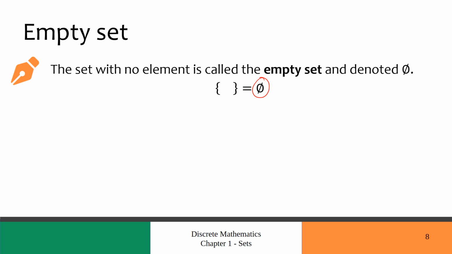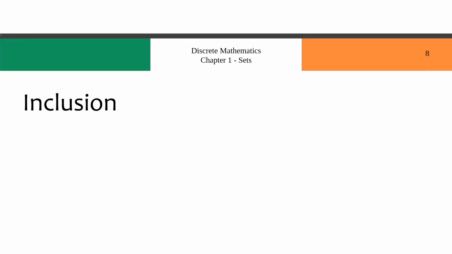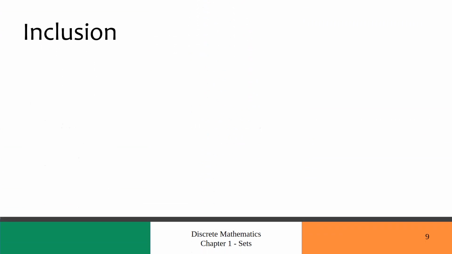About the empty set, we can say that its cardinality is 0. It is the smallest set you could ever have, and it is unique. There is only one set with no element in it, and it is the empty set. This is sometimes useful. Now we enter the last part of this video, and we will begin to play with more than one set. We will see how sets can be related to each other.